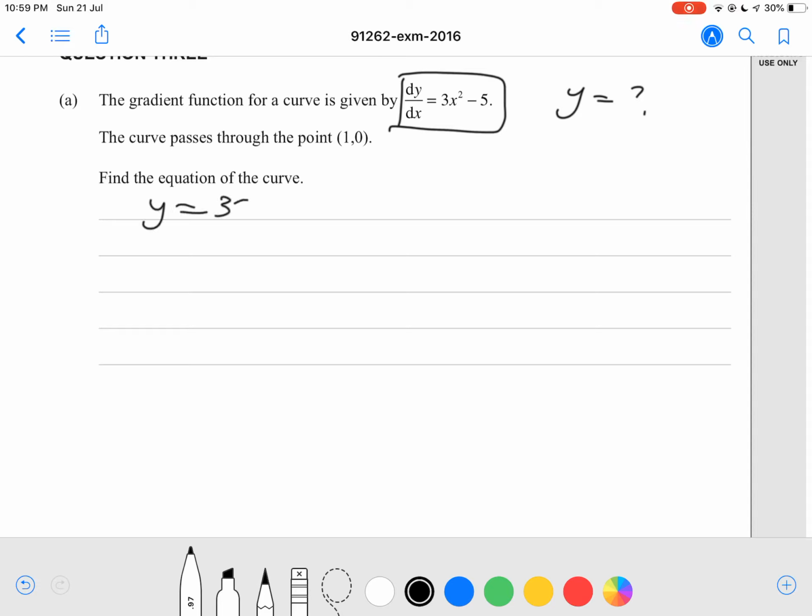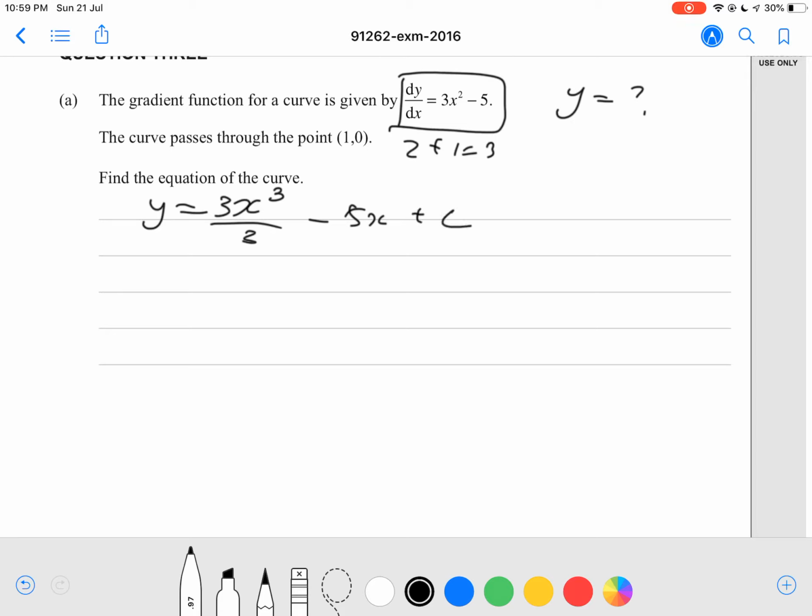So y equals, that becomes 3x squared. You add 1 to the power, so 2 plus 1 is 3, and then you divide by the new power. Minus 5x, it's just power 1, so divided by 1, that's still 5x, so we don't do anything to it. Then minus 5x plus c, that's the unknown number.